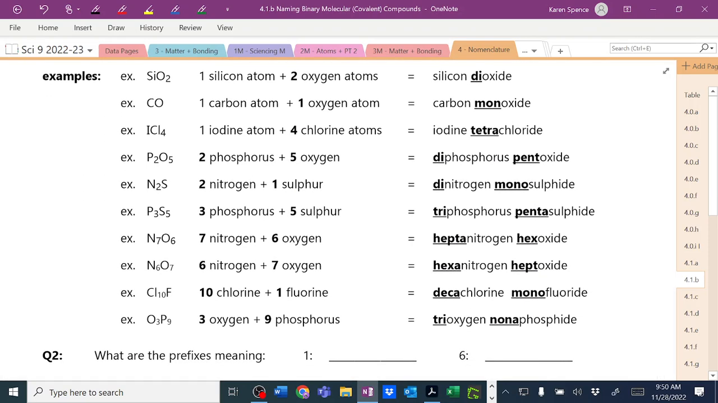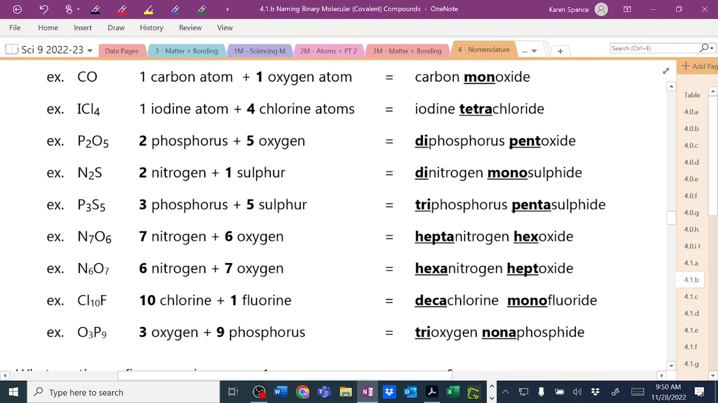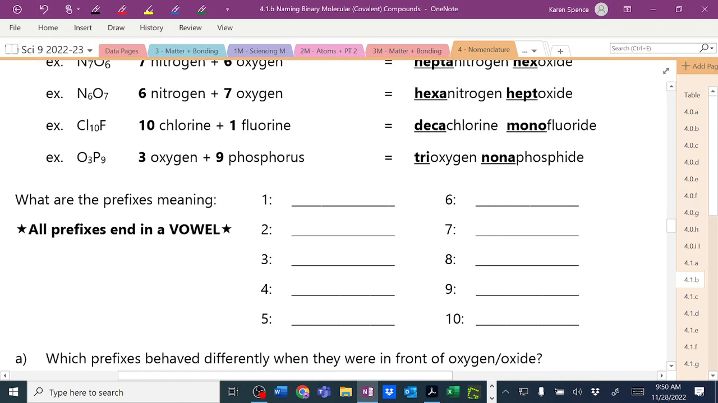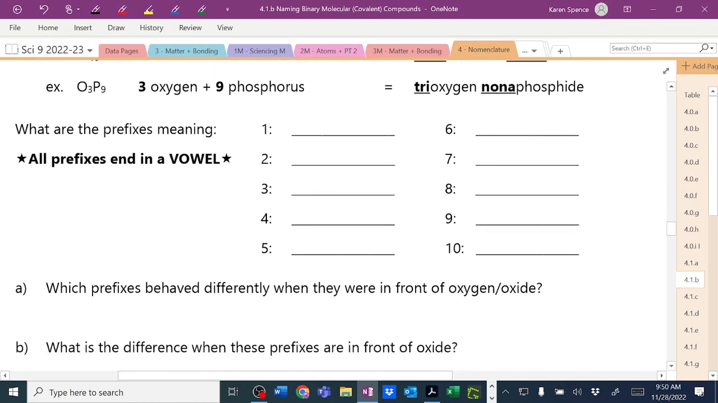Okay, and then there's just a whole bunch more examples, so if you want to take a look at them, you can. You can use this as a way of practicing. You can practice writing your prefixes here.